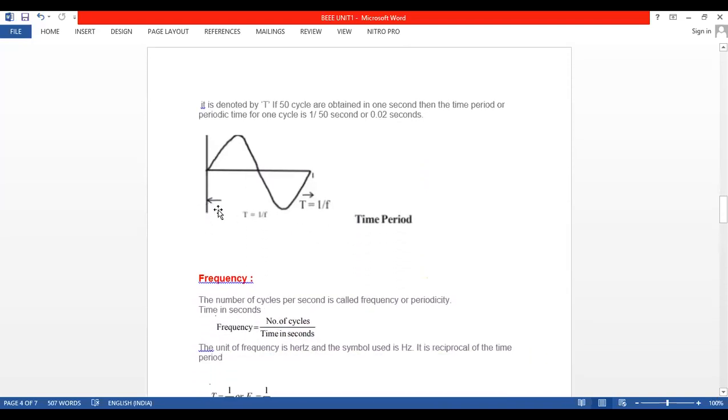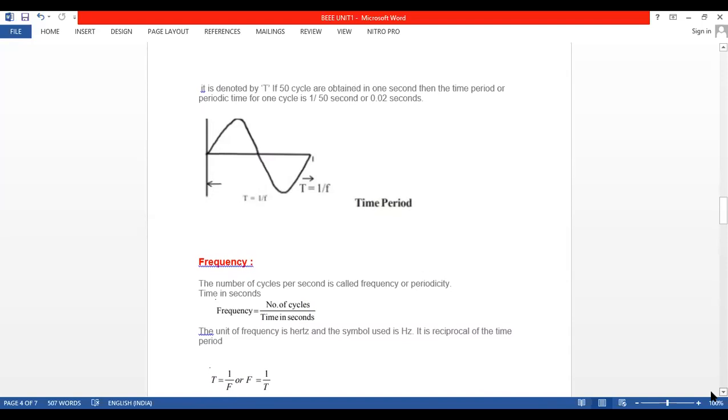Now you see this graph, all of you. What is the symbol of time period? T, and T is inversely proportional to the frequency. T is equal to 1 by F. This formula you have to remember. T is equal to 1 by F. Now the next definition is frequency.